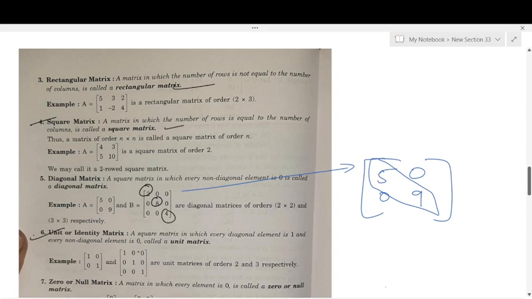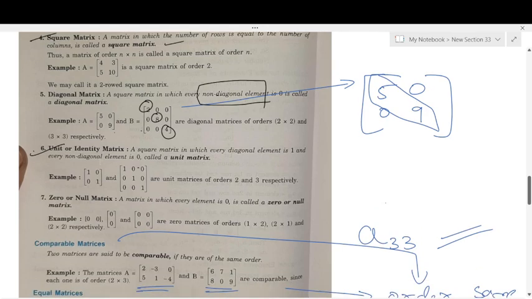So look at 2, 8, 4. Diagonal elements. Other elements should be 0. That is what they've written here. Non-diagonal elements, the meaning is other elements are 0. And if you observe these two, A and B, both are square matrices. Only in a square matrix is a diagonal element possible. This one or the second one.